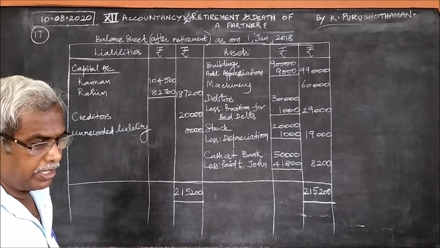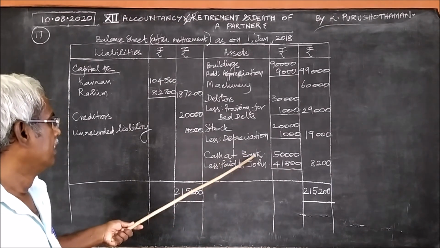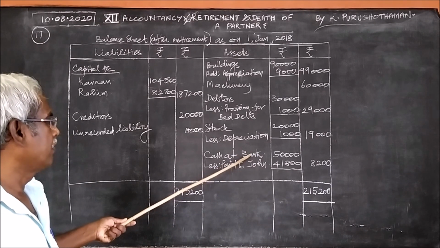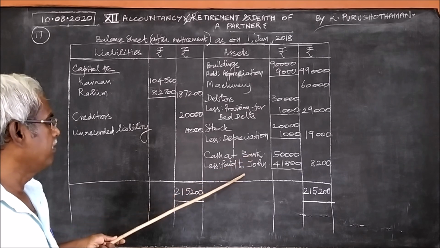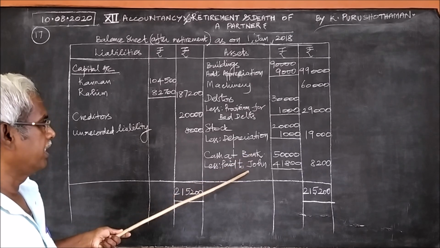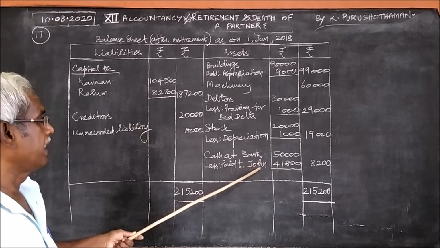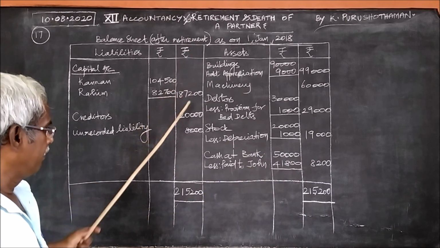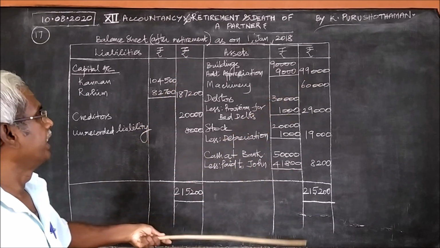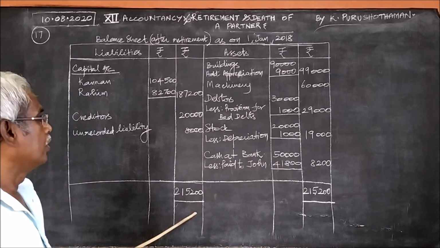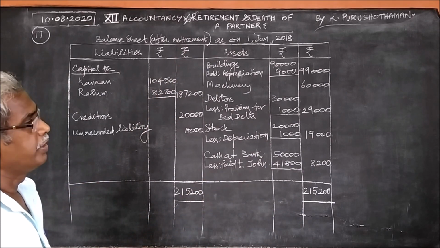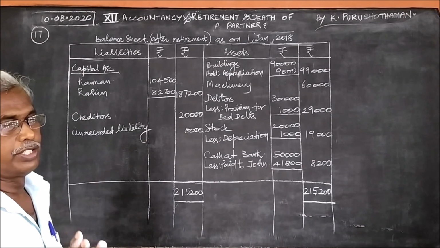And the retiring partner shall be paid immediately. From the bank balance, the amount due to the retiring partner is paid off. So it is minus here. Now we can find the total of the asset side and the liability side are equal. So the balance sheet that we have prepared is correct.